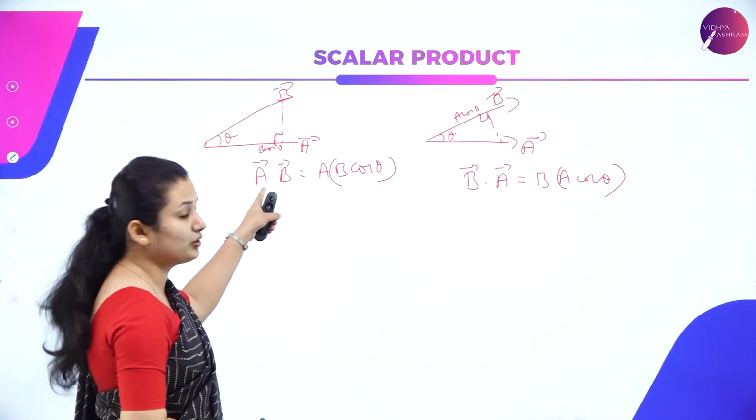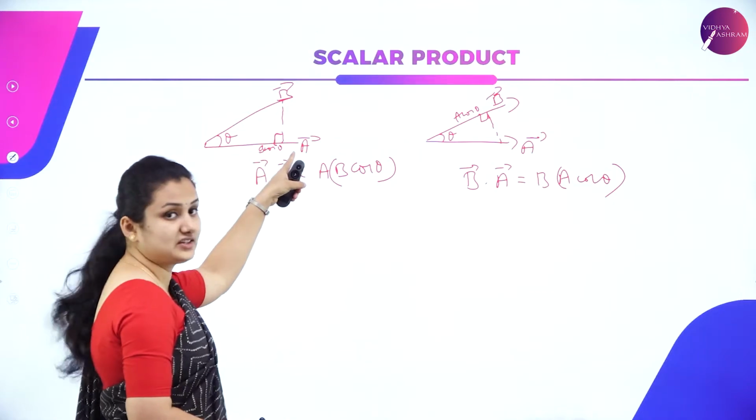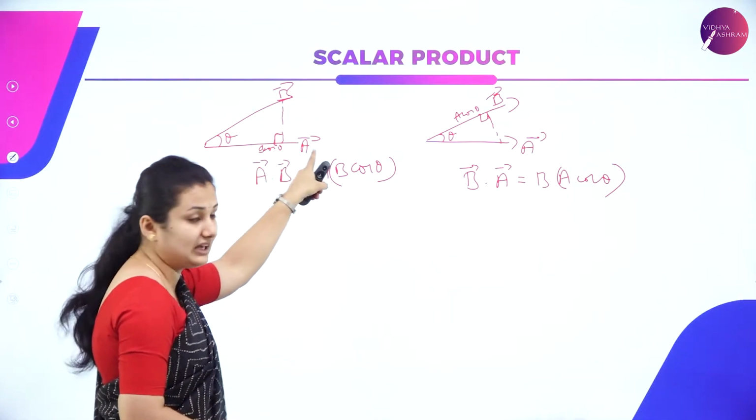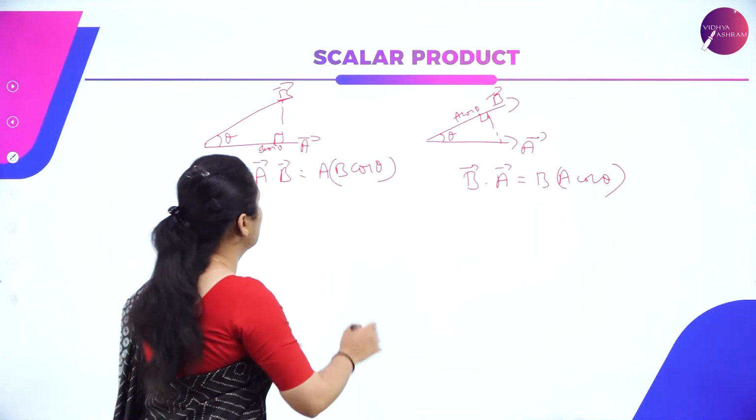So you can see I want to find A dot B. That means the projection of B on A. I am dropping a perpendicular to vector A, that is 90 degrees. So the projection for A dot B will be AB cos theta.